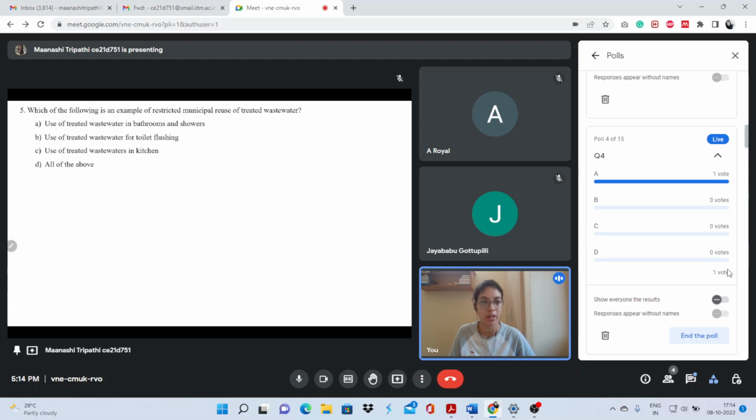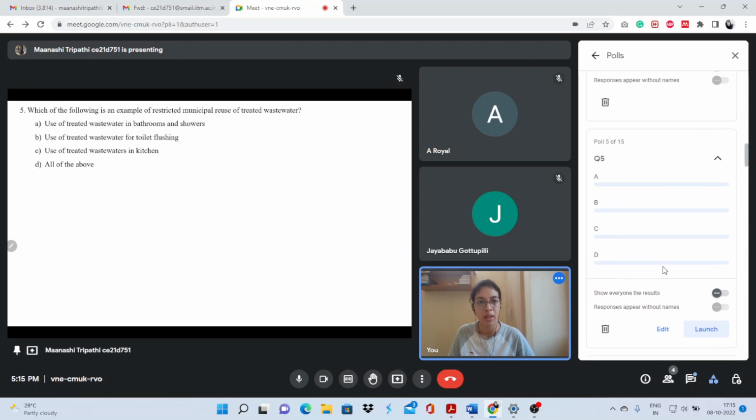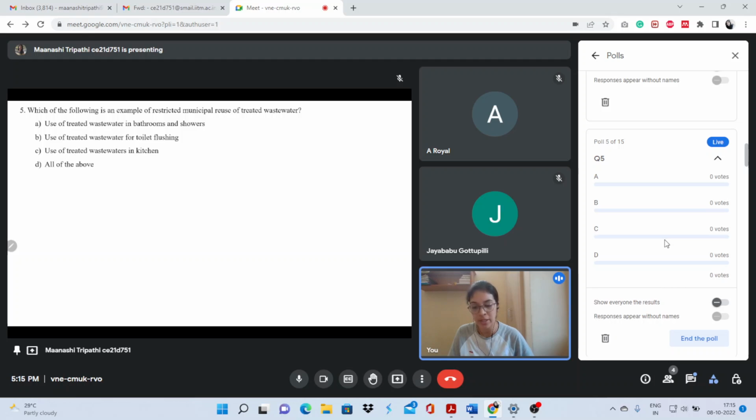Okay, this is our question number 5, and these are polls for it. Which of the following is an example of restricted municipal reuse of treated water? Reuse of treated water in bathrooms and showers, toilet flushing, and kitchen, or all of the above. We are talking about restricted municipal reuse.